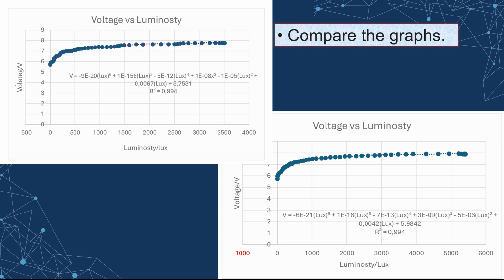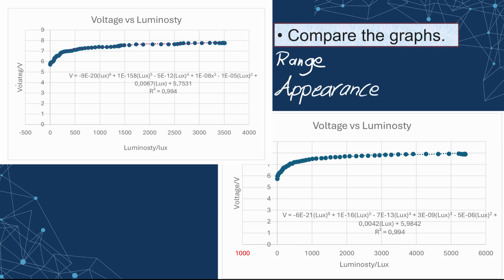And the last is compare the graphs. If you have more than one graph, it's necessary to have a comparison. What do I mean by comparison? There are three factors you should compare. Range. Compare the range. If the range of graphs are similar, mention. If they are not similar, mention. And it's very useful to have a table.